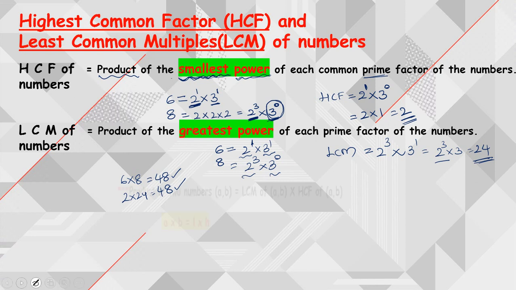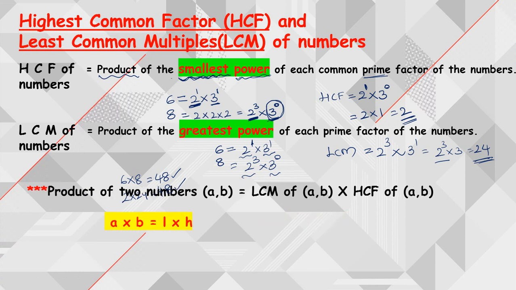So the relation we can say is, now if you observe carefully, the product of two numbers, if you consider the two numbers as A and B, then the product of those two numbers is equal to the LCM of those two numbers into the HCF of those two numbers, right? So suppose I consider the numbers as A and B, then the product of those two numbers is represented by A into B is equal to l into h, where small l is nothing but LCM of A comma B and small h is nothing but HCF of A comma B, right?